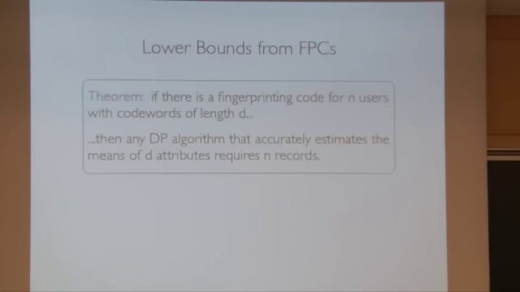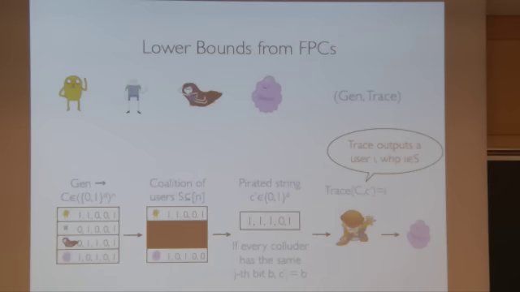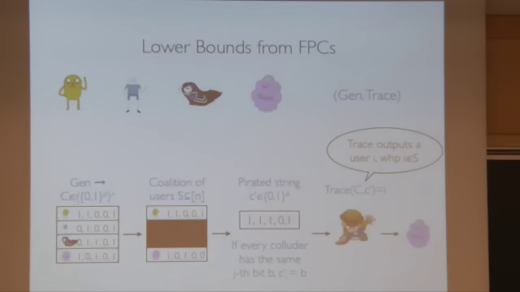OK, so let me now sketch more formally how these things are connected. So the theorem you can show is that if I have a fingerprinting code where there are n users in the system and their code words are length d, then any algorithm that can estimate the d attribute means of the data set requires n records. OK? So let's see how this works. This is my fingerprinting code.